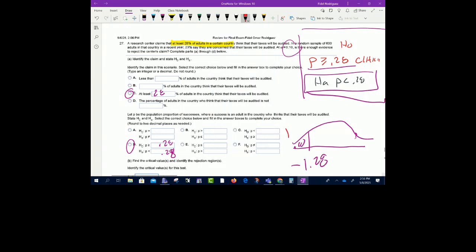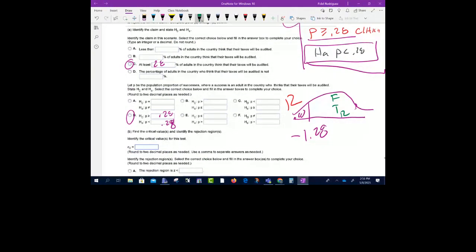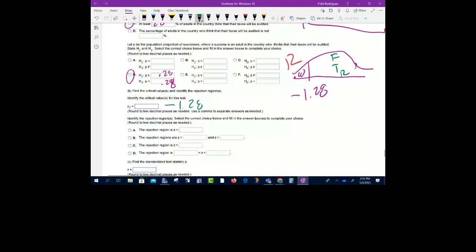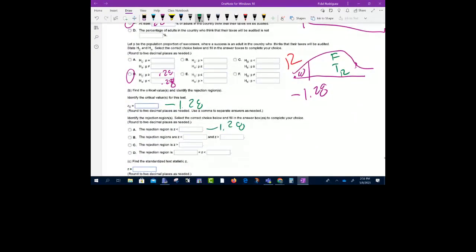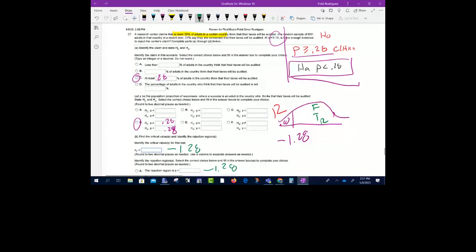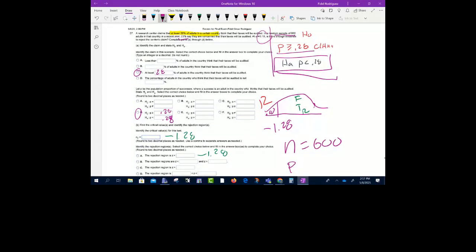Again, that's my rejection region, and this is my fail to reject. So I'm coming up with negative 1.28. The rejection region is when we are smaller than negative 1.28. Now let's see if we can find a couple other things. I'm going to scroll back up because I have to find some other information. Random sample is 600, so N is 600. 23%, so my p hat is 0.23.